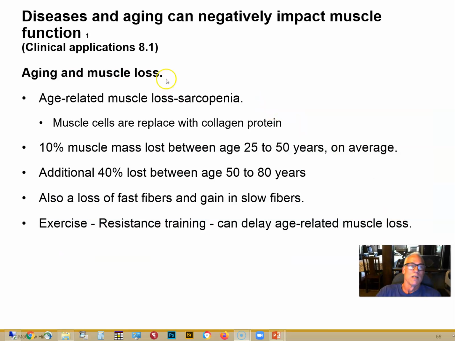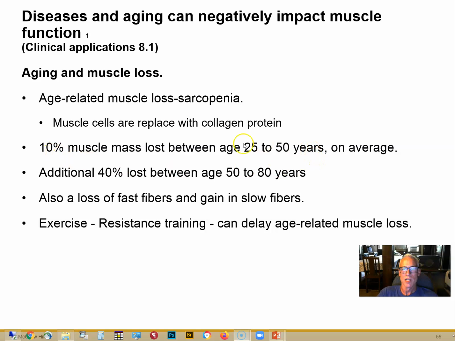With aging, there's a loss in muscle tension. With age, muscle cells are slowly replaced with collagen. Muscle cells die and the collagen fibers, scar tissue essentially, replace the muscle cells so that it looks like a muscle, but it's becoming less and less like a muscle as there's less contractile elements. And you can see this ominous statement.